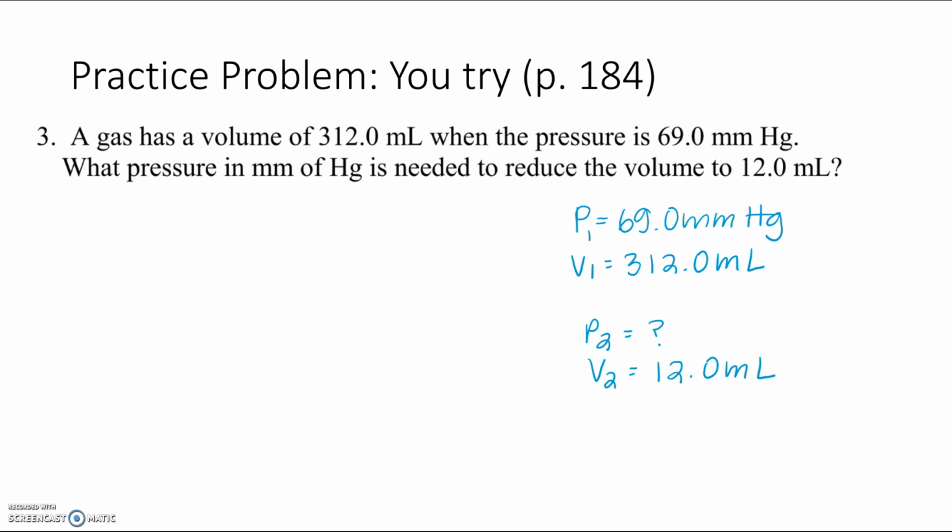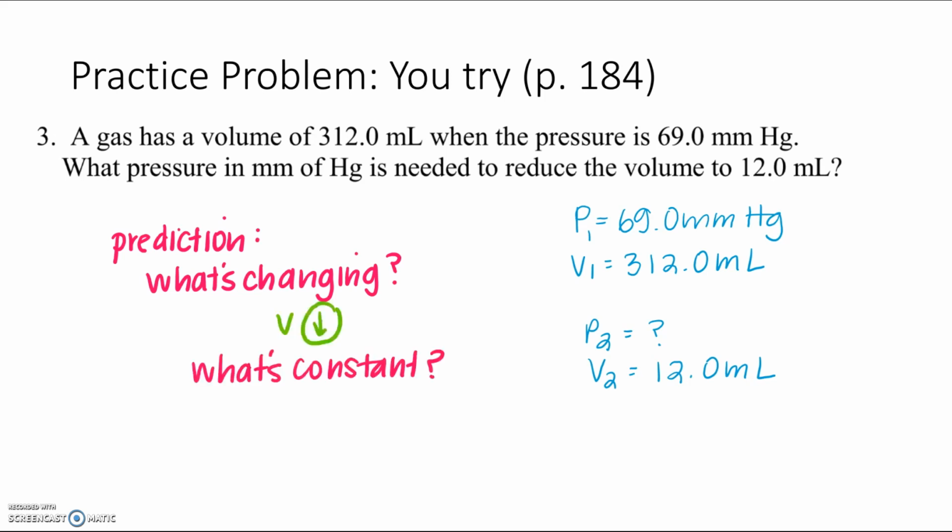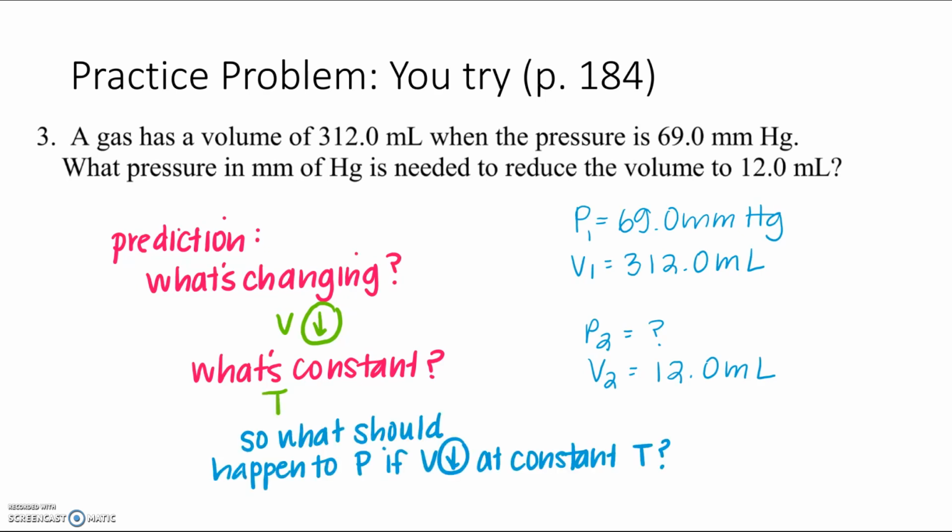So you should have started out by making the chart. Make sure that you're labeling your variables P1, V1, P2, V2. Make sure that you have units for each thing. And remember, what I'd like you to do is to predict what is going to happen. So you should have noticed here that volume is going down, and that temperature is staying constant.